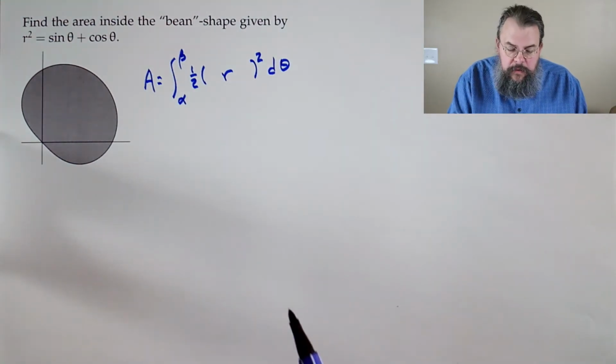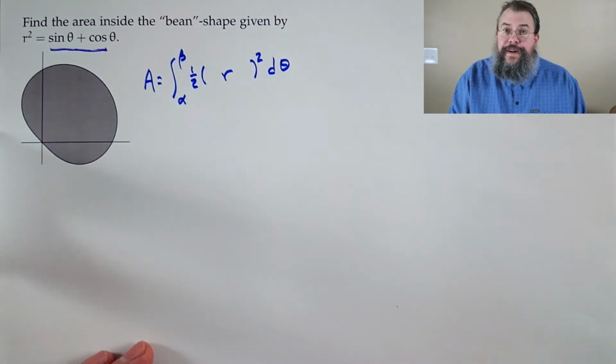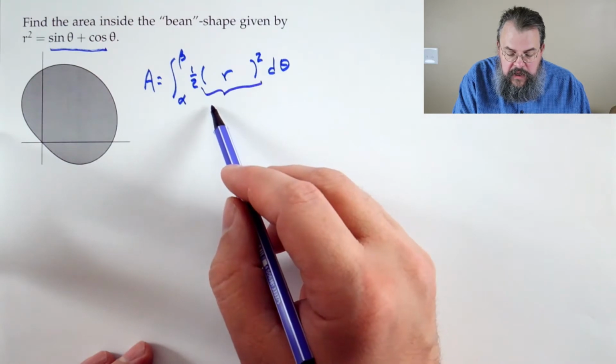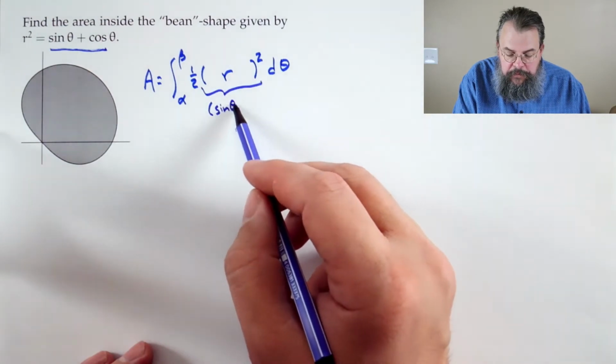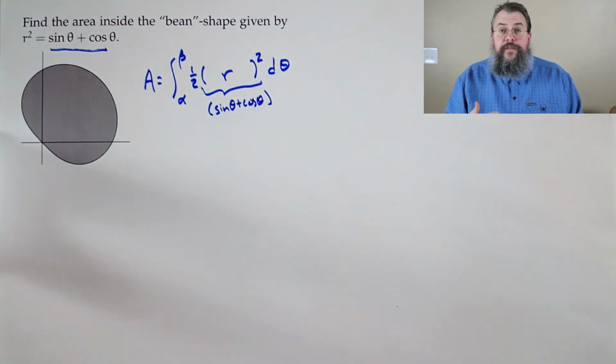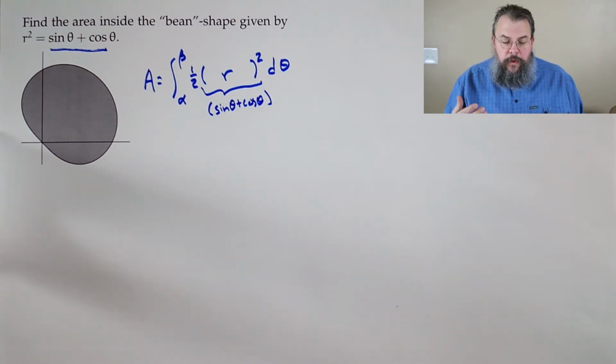In fact, we say r squared, perfect. We already know what r squared is. So this whole expression, r squared, is going to simplify to become sine theta plus cosine theta. So the only thing left for us to do before we do the integration is the angles. So we have to think about it. What is the right choice for alpha and beta?